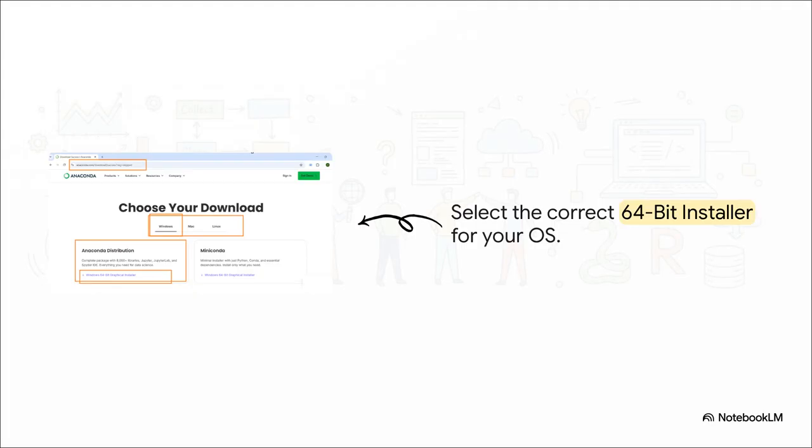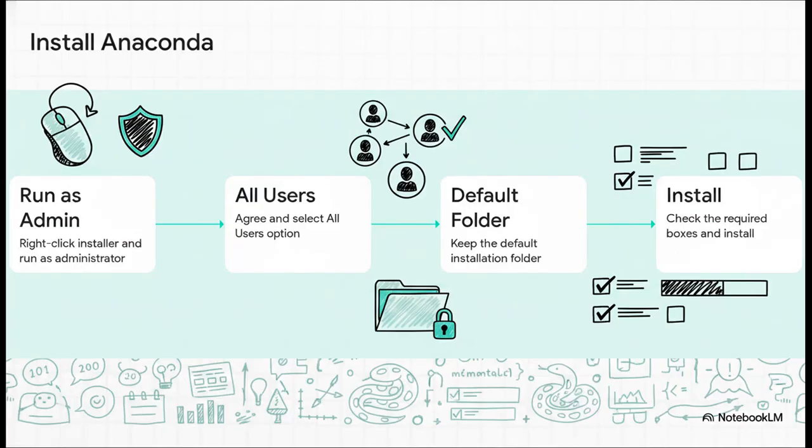You'll need to grab the download that matches your operating system, whether you're on Windows, Mac, or Linux. But listen, do not overthink this part. Just make sure you grab the 64-bit graphical installer. That single package contains over 8,000 libraries, Jupyter, and literally everything you need so you don't run into any setup headaches later. Once that's downloaded, right-click the file and run it as an administrator.